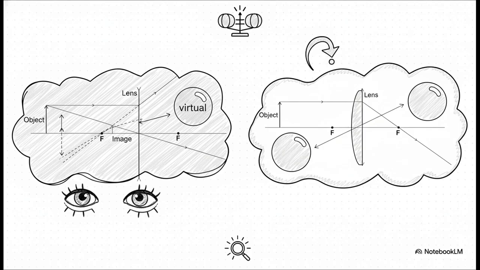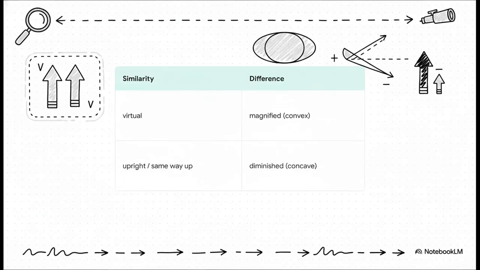The mark scheme is really looking for a comparison between the virtual image from a concave lens and the virtual image a convex lens produces when it's a magnifier. Let's think about the properties of those. And here we go. These are all the possible answers the mark scheme will accept.